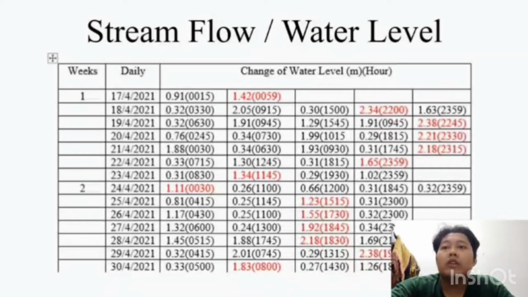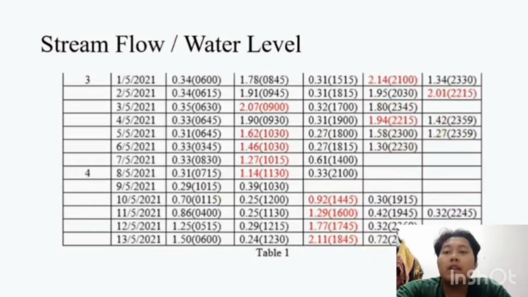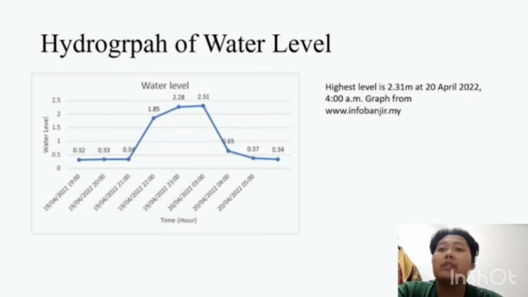This is the data for week 1 and week 2. Next for week 3 and last for week 4. Alright, next for the hydrograph for water level. This figure shows the graph of water level. This figure below shows the hydrograph with the precipitation time selected at the first week, which is at 20 April 2022.